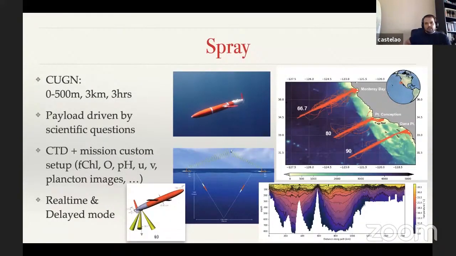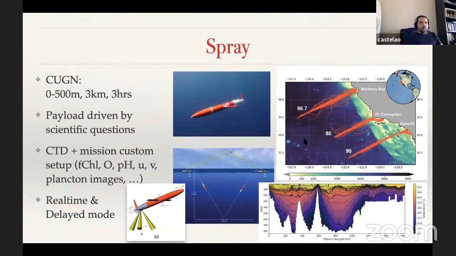If you don't know what a Spray is, it's an underwater glider, which means it's an autonomous platform that dives. Every time it comes to the surface, it connects to the satellite, gets a GPS position, and can transmit real-time data for us. These Sprays are loaded with CTDs, but the full payload is defined by the scientific question of that mission, which means we can have a variety of combinations of available variables on each data set.